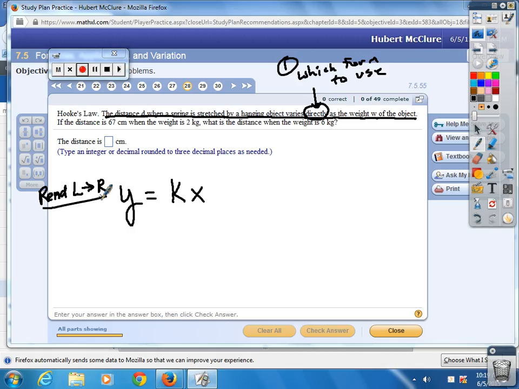So what's y going to turn into? D is equal... which one does not change? Okay. And W. x is W.